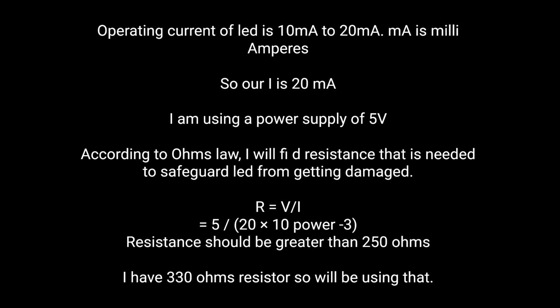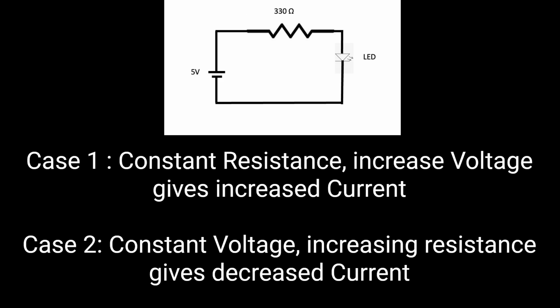Now let's try to calculate the resistance needed. The LED operates at 20 milliamps and we have a power supply of 5 volts, that gives us 250 ohms minimum that is required to safeguard the LED from the current passed. This is the circuit diagram. We have a 5 volt source connected to a 330 ohm resistor and an LED.